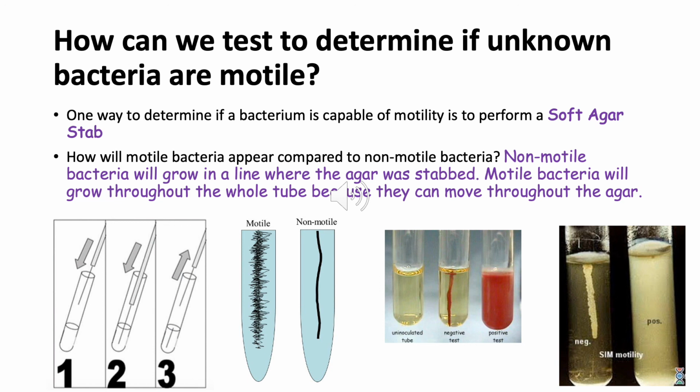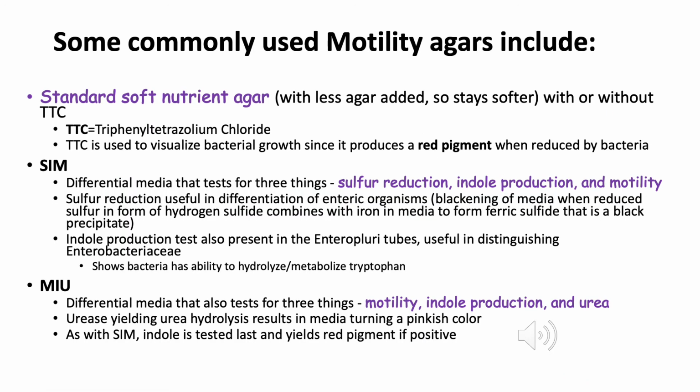And once you allow that bacteria to grow, you'll be able to see if that species is motile or not. If it's non-motile, you'll see just a line where the bacteria grew and stayed in one place. But motile bacteria would grow throughout the whole tube because they can move throughout the soft agar. Some commonly used motility agars include standard soft nutrient agar. So that's made with less agar than you would use for a plate, so it stays softer.